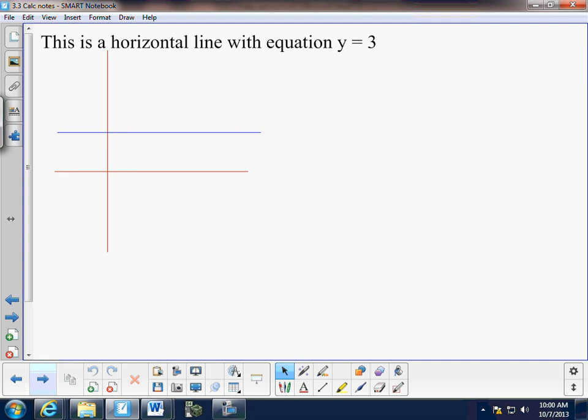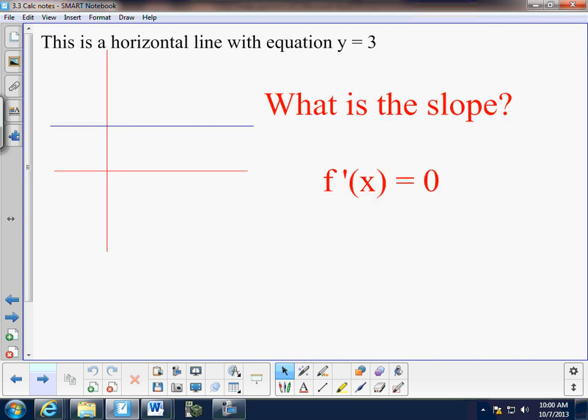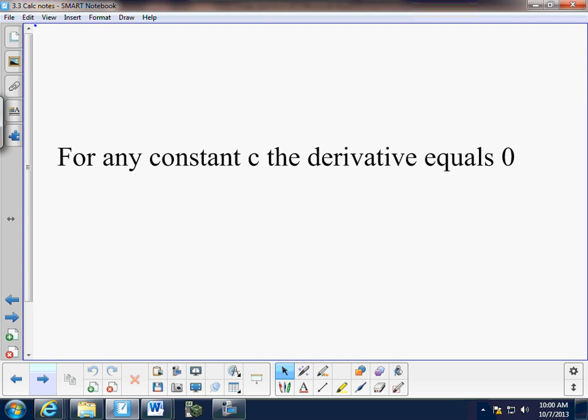Start with some of these ones. This is, I think, the notes that I actually gave you guys last year on some of these. But let's start at the beginning and work our way back up. Horizontal line, y equals 3. Now remember, the derivative is the slope. So what's the slope of this line? 0. Slope is 0. And so the derivative of that function, y equals 3, is f prime equals 0. That's true for any constant. The derivative of a constant is 0.